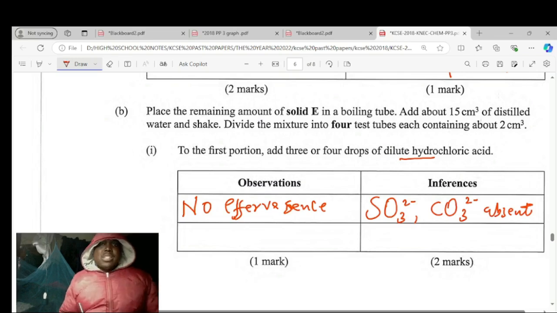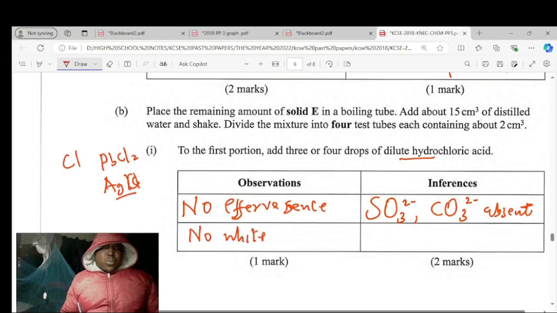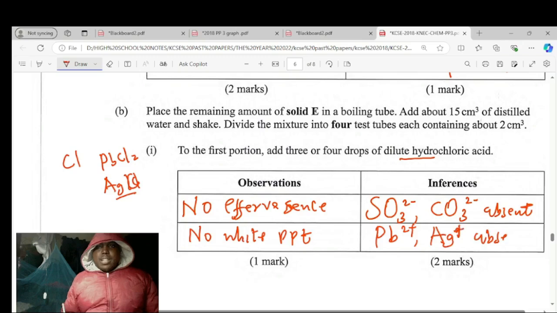And then another thing we expect is that when HCl goes in, the chloride meets lead and forms a white precipitate, lead chloride. When it meets silver, it forms silver chloride, which is a white precipitate. But now there was no white precipitate, no white PPT. So if there's no white PPT, it means lead, silver, H2 positive is absent. So these ones are absent.